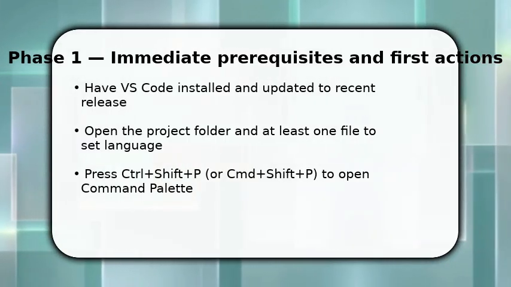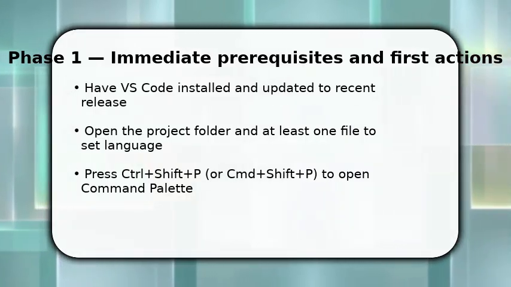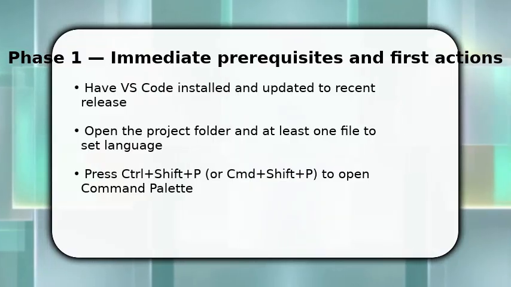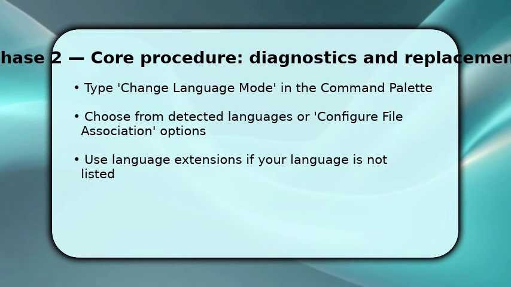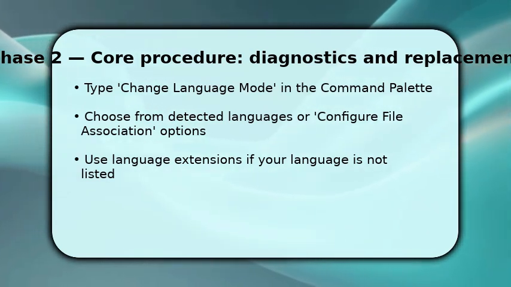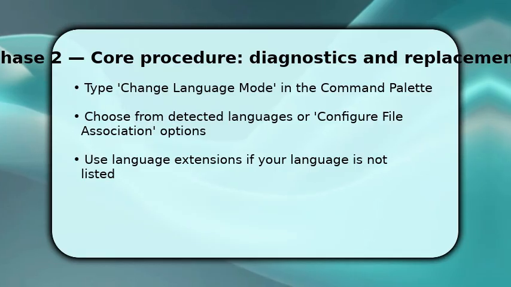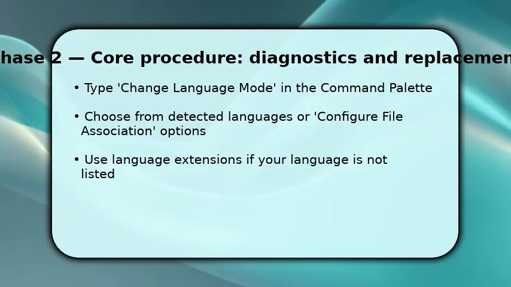Make sure the file is saved with any extension if you plan to associate language by file type. Now you're ready for the selection step that follows. Once the command palette is open, type Change Language Mode and hit Enter to reveal available languages. You'll see detected languages and a Configure File Association option. Choose the one that matches your file type to persist the choice for that extension.